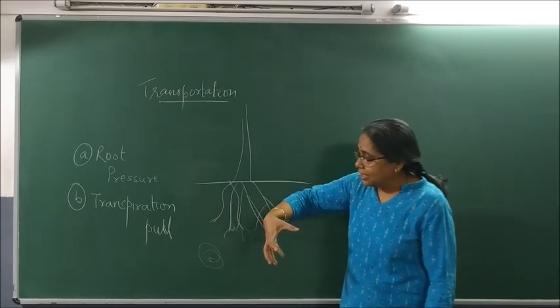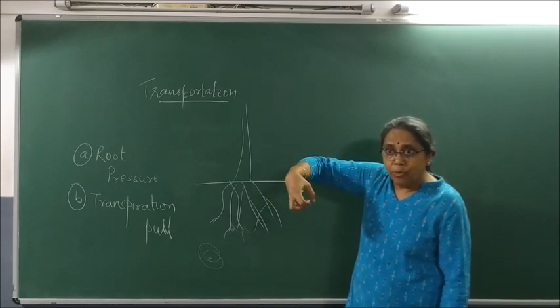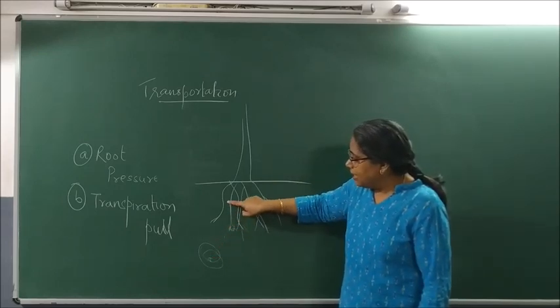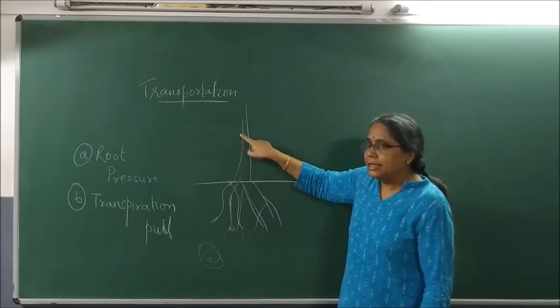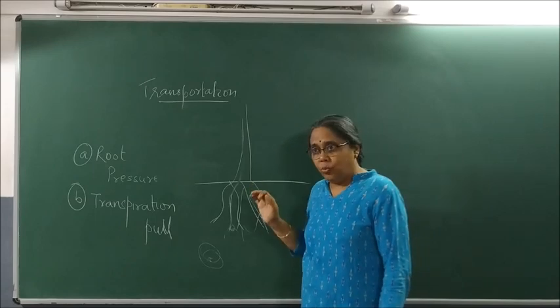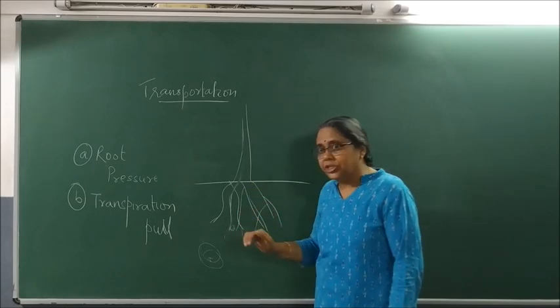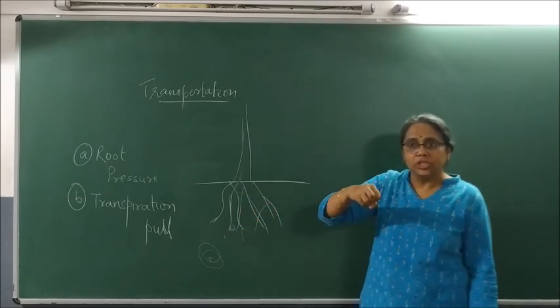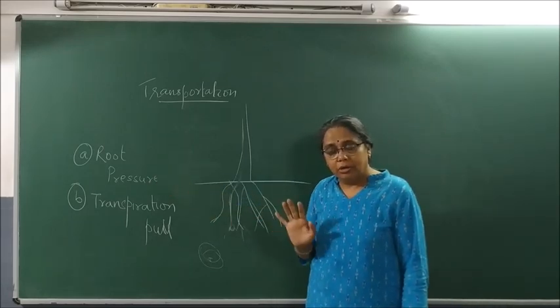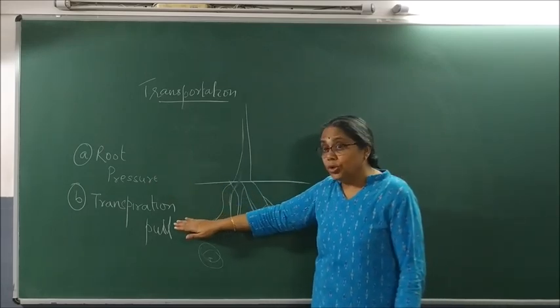So there is a kind of suction or a pull, and immediately through these root hairs, it channelizes into the main root and then to the aerial part of the plant with the help of xylem vessels. This kind of a pressure which is created, or a suction which is created, is called as what? Root pressure.